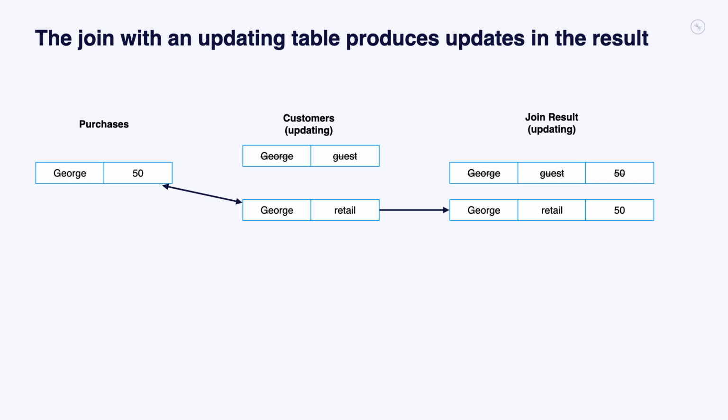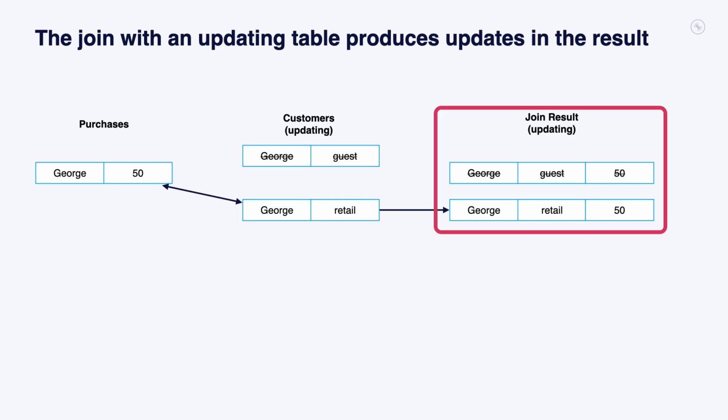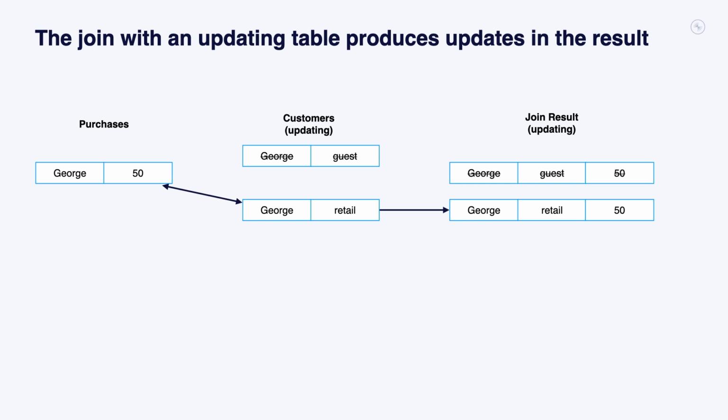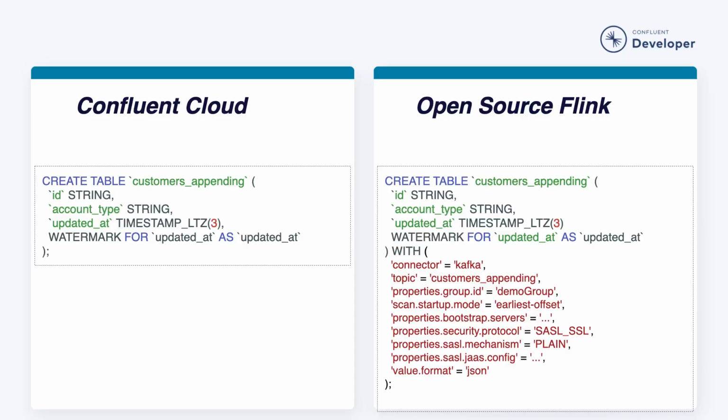Right. Now, we saw earlier that there are these two different kinds of tables, updating and appending tables. Here we were modeling the customers table as an updating table, and that led to the join result also being an updating table. I agree, that doesn't quite seem like what we want if our goal was to enrich the purchase. Yeah, for sure. So what if we tried an append-only table? What would that look like? Yeah, let's give that a try.